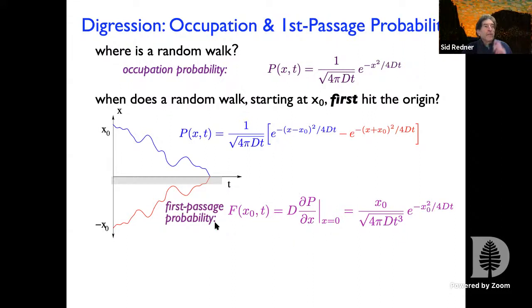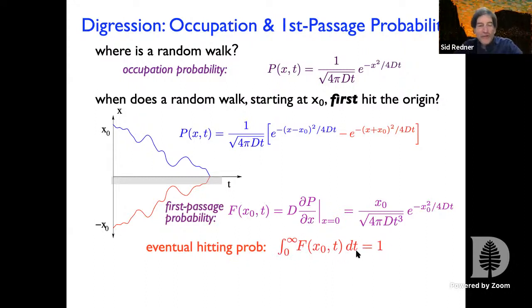That's what I define as the first passage probability, in the sense that if you hit the origin, you are removed from the system, and then you look only at what's left hitting the origin. And so it's simple algebra. You can compute this, and you get this very nice functional form. And this first passage probability has two amazing consequences. The first one is that the eventual hitting probability, that is, the time integral of hitting at any given time, is 1. For those of you who are not familiar with this fact, it's really quite amazing.